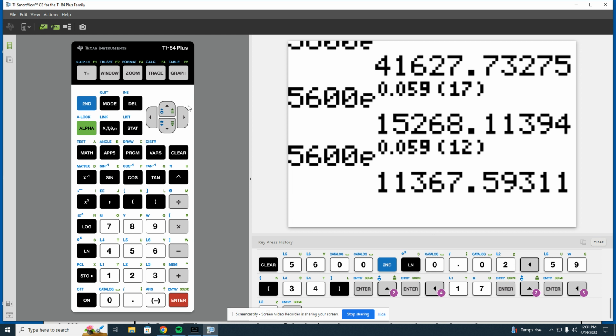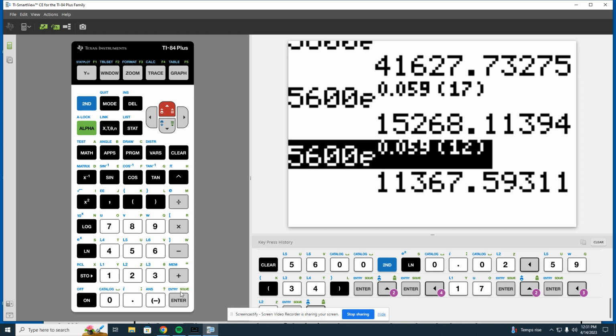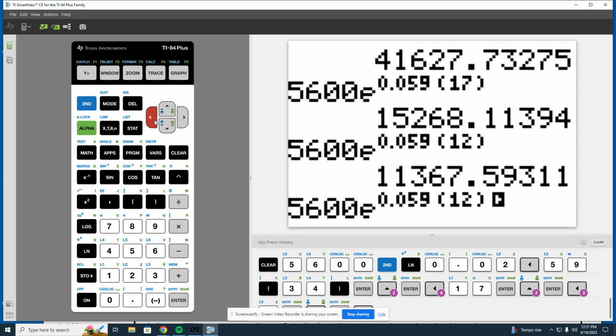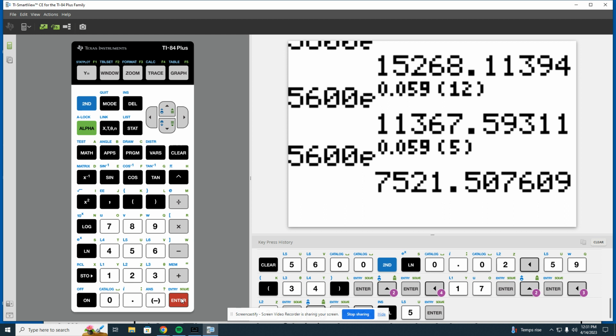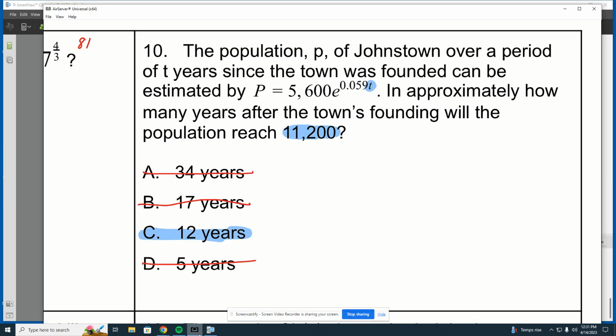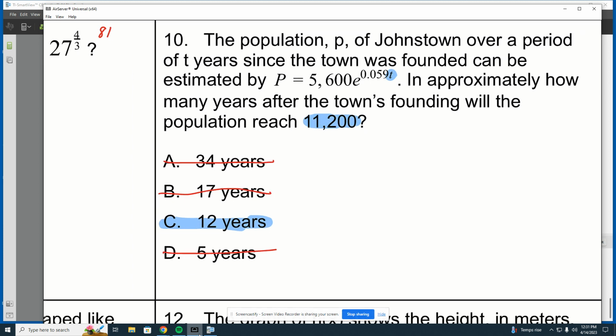But let's just double check. So go grab it one more time. And this time let's replace that 12. So if you go and grab it, you just delete one of those and then you push 5. Is that closer to 11,200? No, it was definitely 12. 12 years. So again, that's a problem where you straight type it into your calculator. Okay? Let's keep on moving along.